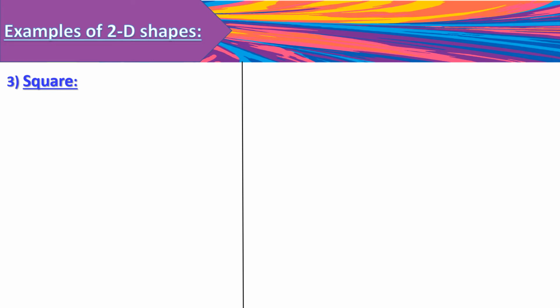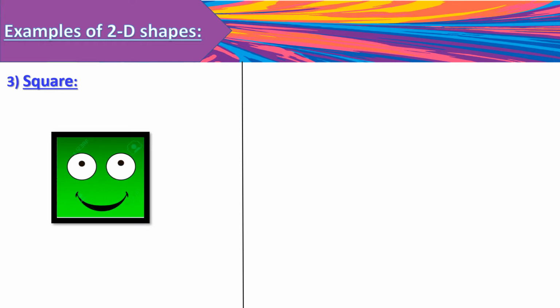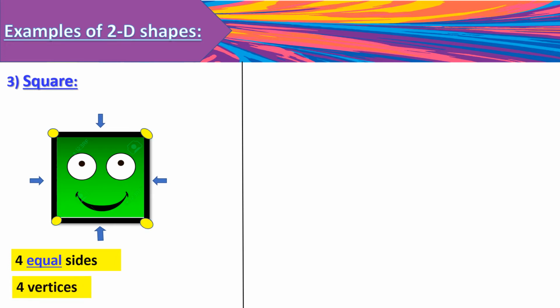Let's start with our square. We have a green square here. Let's start counting sides. 1, 2, 3, 4. All of these sides are equal sides. The first side is equal to the second one, equal to the third one, and equal to the fourth one. So they are 4 equal sides. How many vertices? 4 vertices.